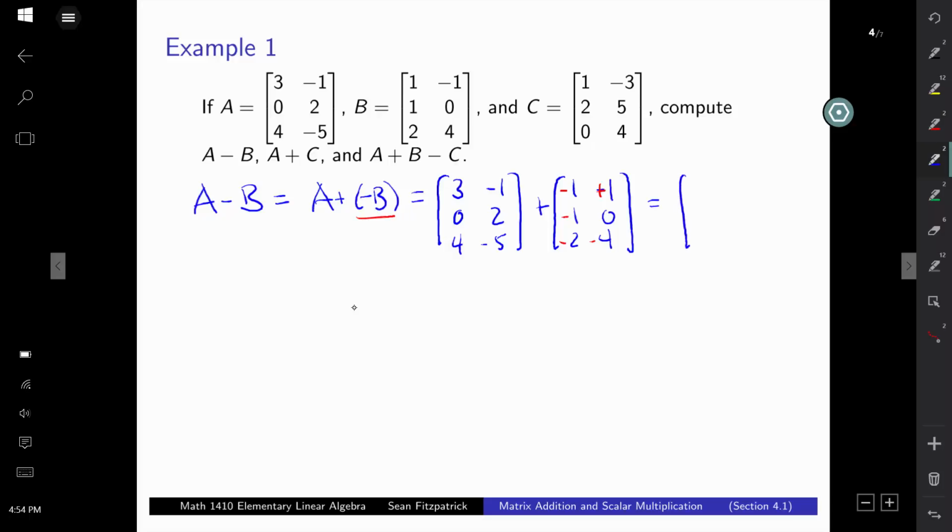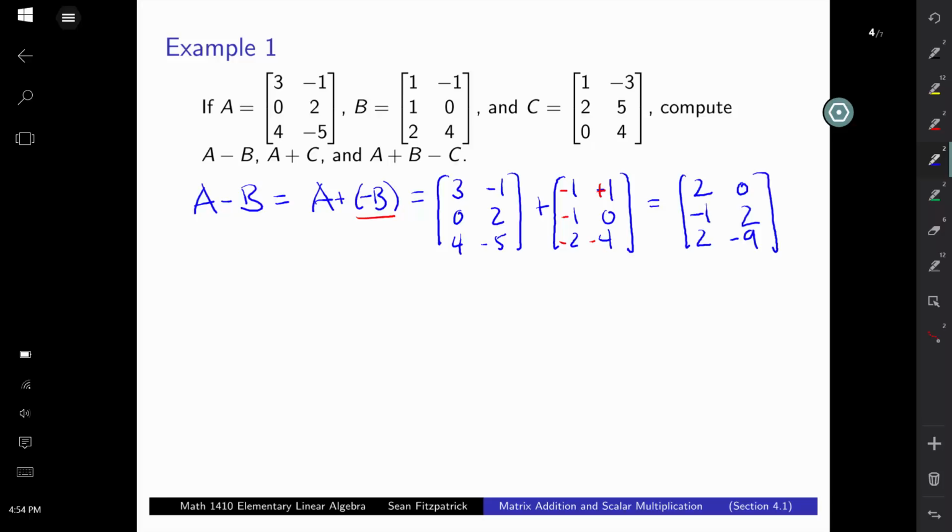So 3 plus minus 1 gives me 2. Minus 1 plus 1 gives me a 0. 0 plus minus 1, minus 1. 2 plus 0, 0. 4 minus 2 is 2. Minus 5, minus 4 gives me minus 9. Oh, what happened here? That's not right, is it? 2 plus 0 is 2, it's not 0. Okay, so we've done the subtraction, A minus B.